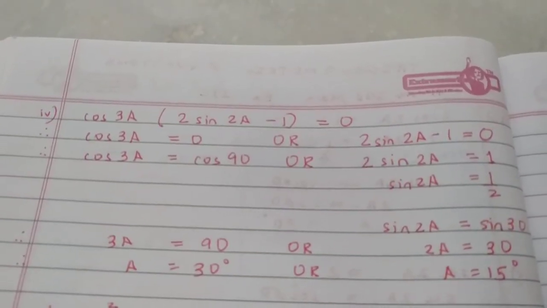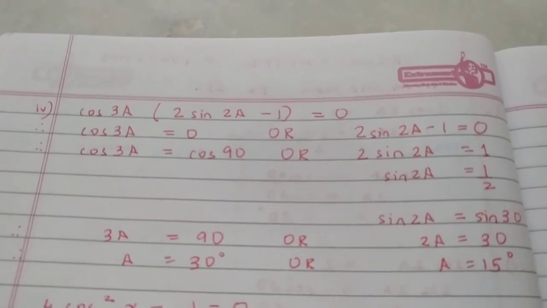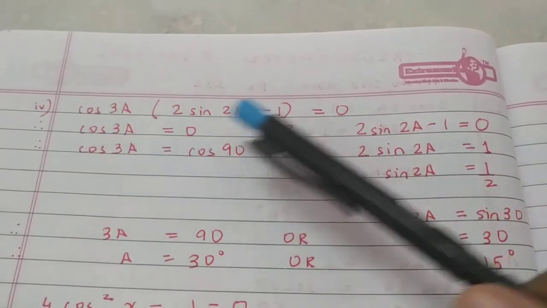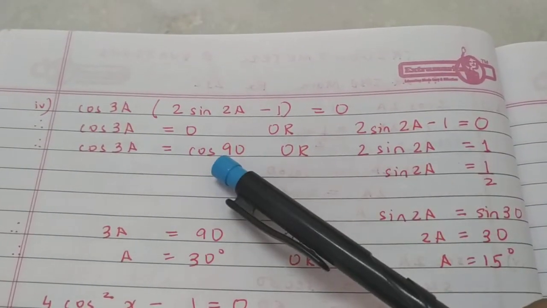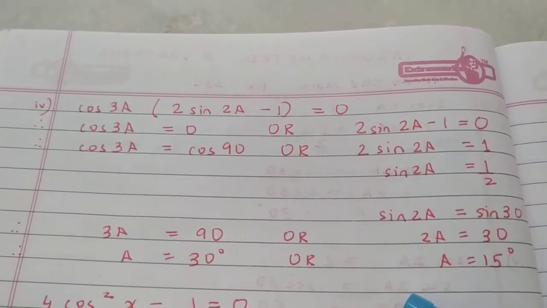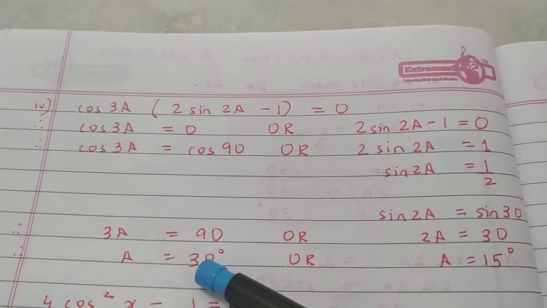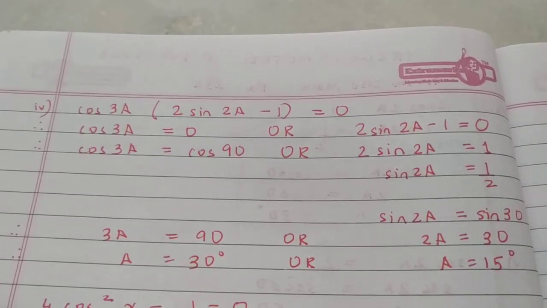In the same way, we solve Roman number 4 as well, where either this is equal to 0 or this is equal to 0. Then solve ahead, and by comparing you get two values of A. Either A is 30 degrees or A is 15 degrees.